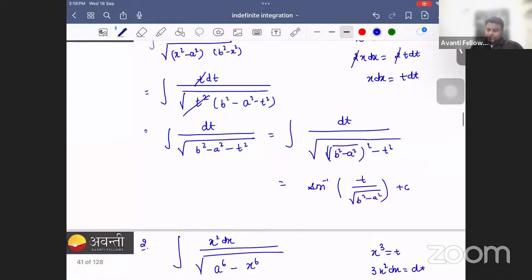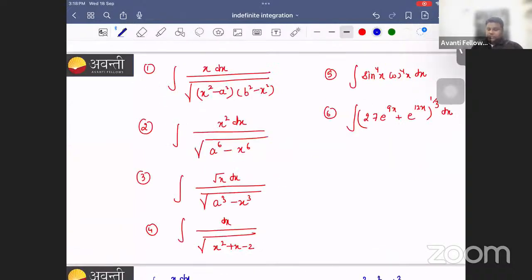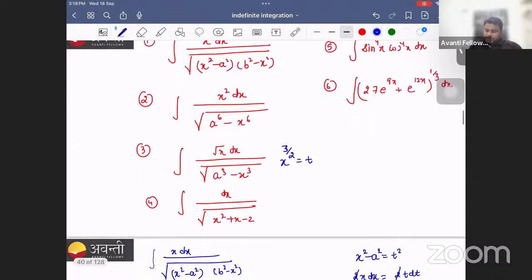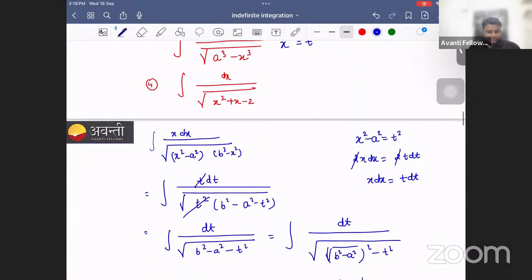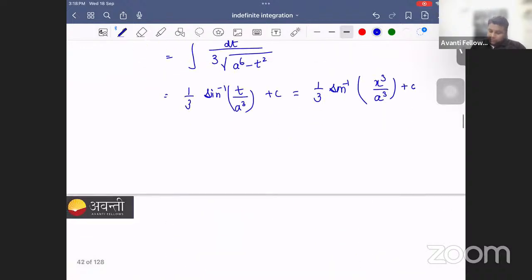Well, very good. Now the third question is also of the same type. All you have to do is take x to the power 3 by 2 as t. Am I clear? Now come to the fourth one.